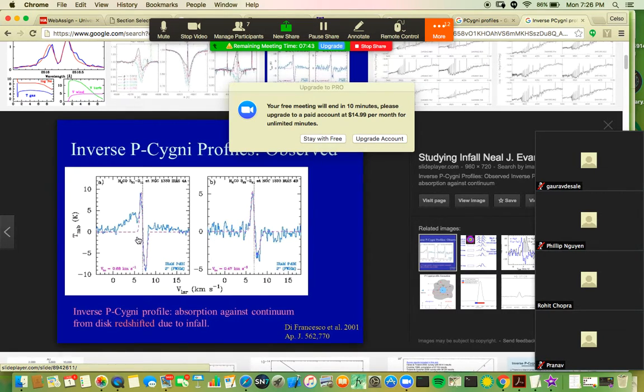So when you see in T Tauri stars or in Herbig stars this type of profile, it is a telltale sign the star is undergoing infall. So there is infall either from the disk or from the circumstellar environment towards the star.